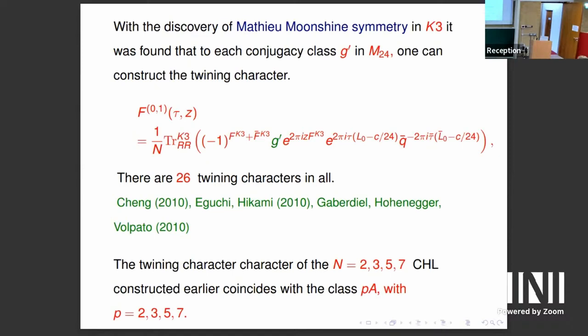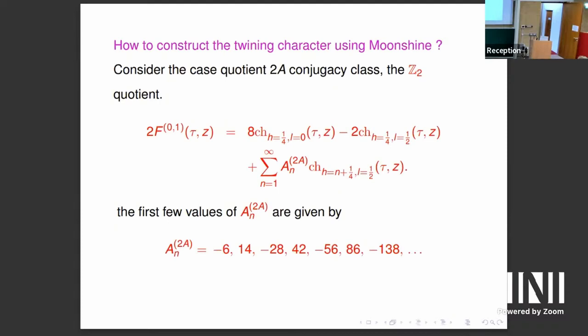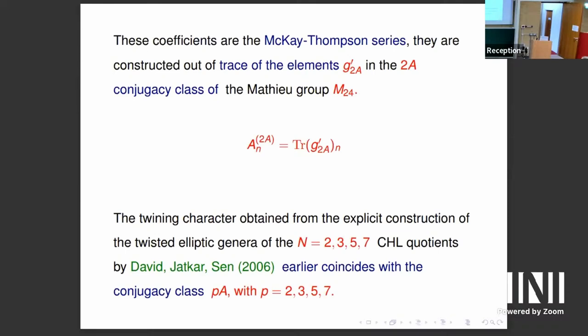So the twining character, I will also describe this a little bit more in detail, agrees with the twisted elliptic genus which we constructed earlier. Let me just describe how this twining character is constructed. Now, suppose we look at the Z2, the N equals 2 quotient, for which I have an explicit formula. You rewrite again the characters, you change this coefficient a bit, okay? But what you do here is, instead of the dimensions of the irreducible representations which occur, you have a different set of numbers. And these numbers are basically numbers taken by something called the McKay-Thompson series. What are they? They are basically traces of elements in a particular conjugacy class of G prime, because you're taking a trace, so it depends on the conjugacy class.